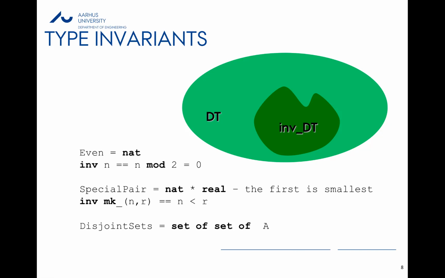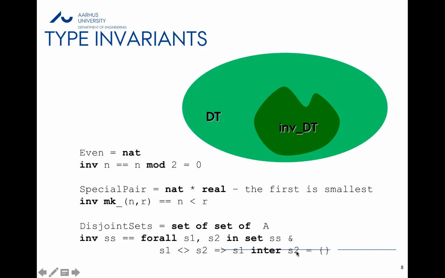If we, for example, had sets of sets and wanted to describe the invariant that they are going to be disjoint, we could do it like this, because it corresponds to saying that for all sets S1 and S2 in the set SS, which is the set of the sets, it must hold that in case the two sets are different, then the intersection of them must be equal to the empty set.